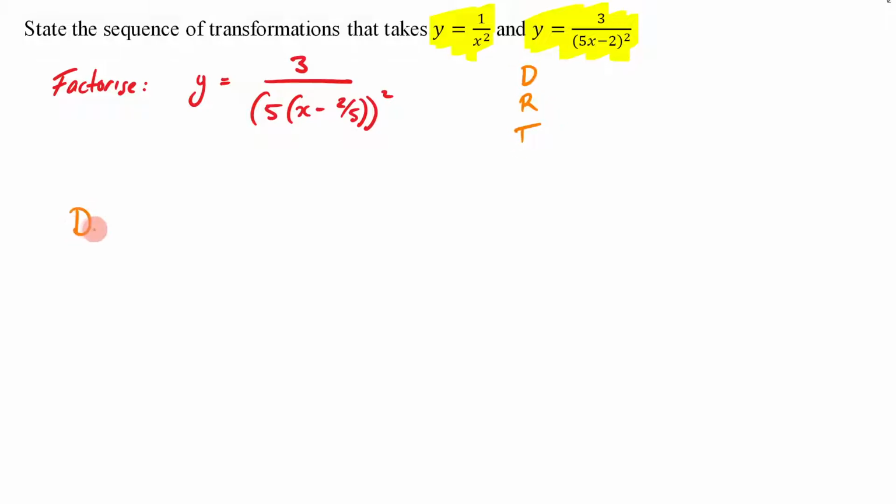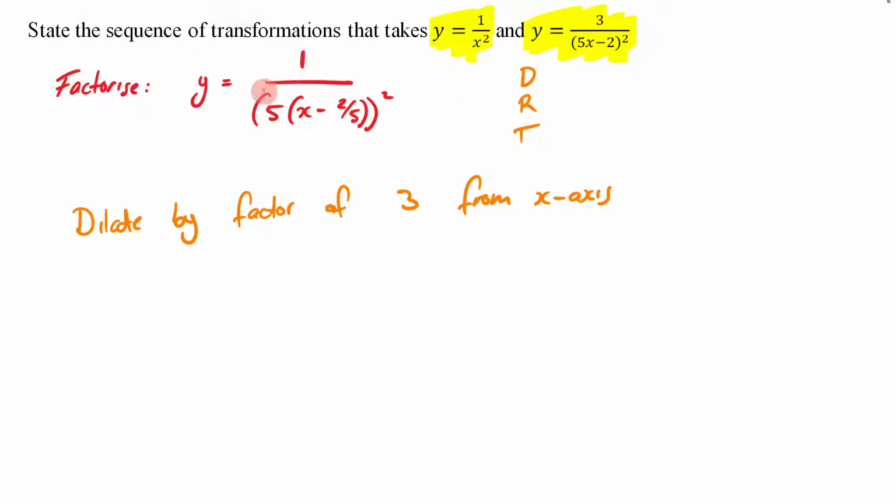So I'm first going to dilate by a factor of 3, this 3 right here, from the x-axis, because this 3 is multiplying the entire thing. If you don't believe me, another way we could write this is, there's a 1 here, and if we picture, there's a 3 there. Let me just do this. That's the same thing, isn't it?